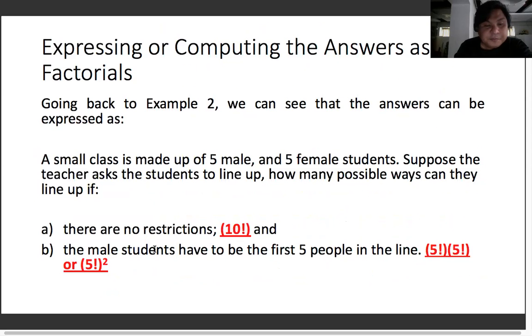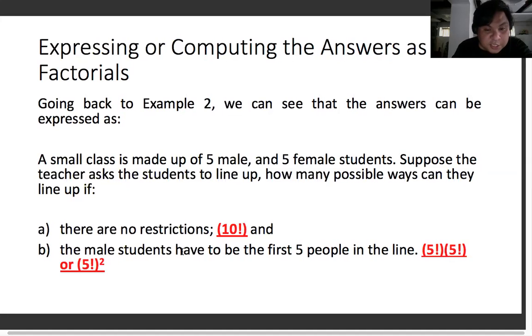All right, so here we go. Now, there are no restrictions, so it can be written as 10 factorial. Male students have to be the first 5 people in the line: 5 factorial times 5 factorial, or pretty much 5 factorial squared. Now, this is the question.